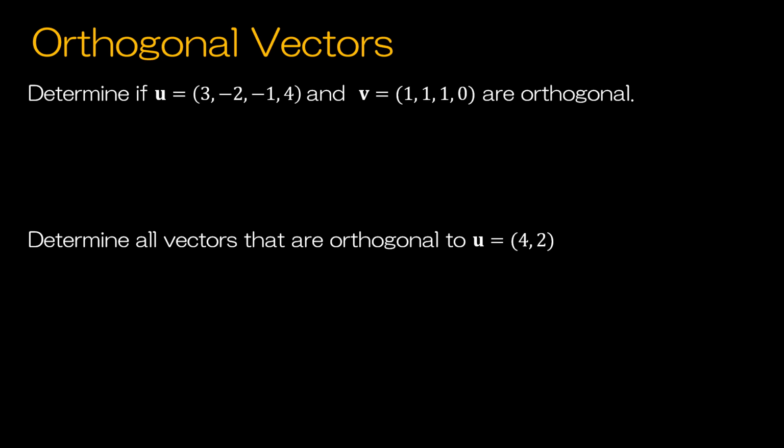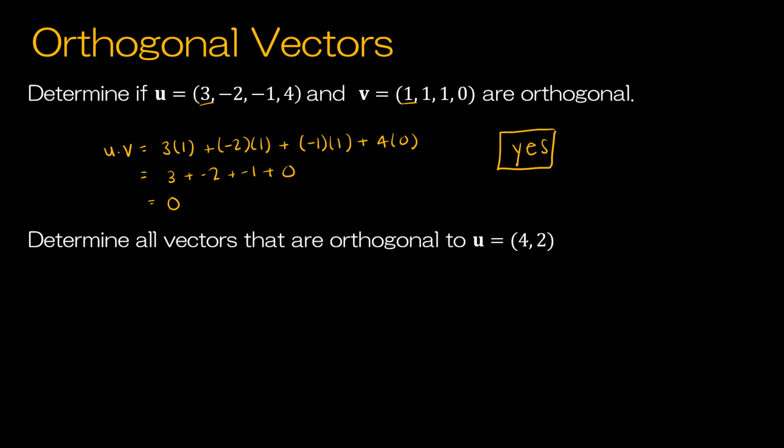Let's finish up with two practice questions. The first is in R4, and we're asked to determine if these two vectors are orthogonal. It's difficult to visualize this, but if I can find u dot v, so 3 times 1, those are the first values, plus negative 2 times 1, the second, plus negative 1 times 1, the third values, plus 4 times 0. If that is equal to 0: 3 plus negative 2 plus negative 1 plus 0. If I add those together, I get 0. Because the dot product is equal to 0, yes, these are orthogonal.